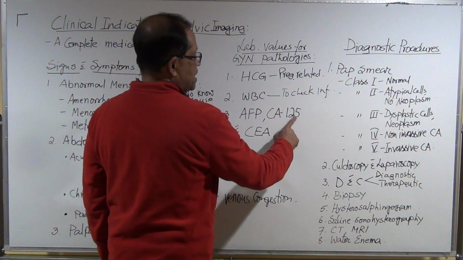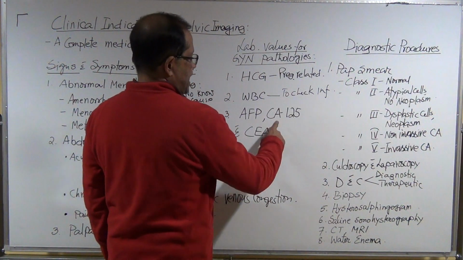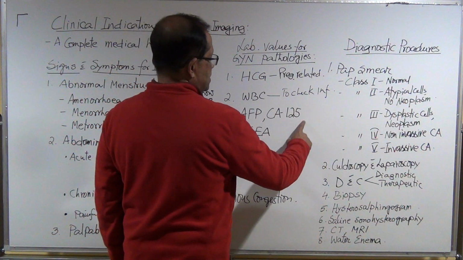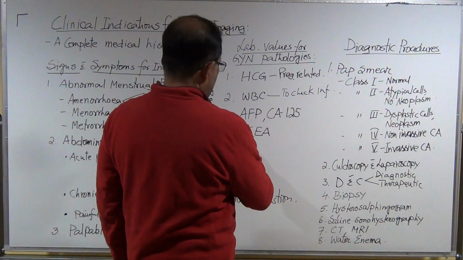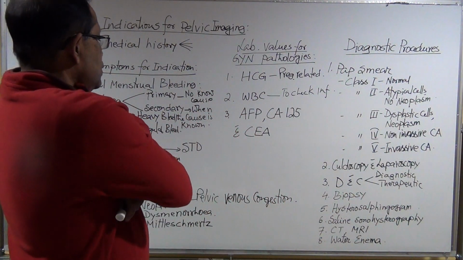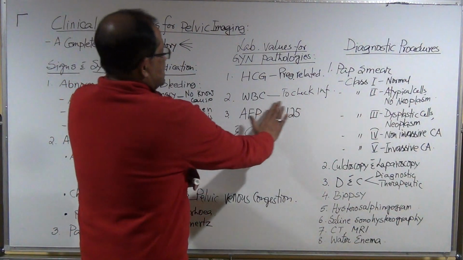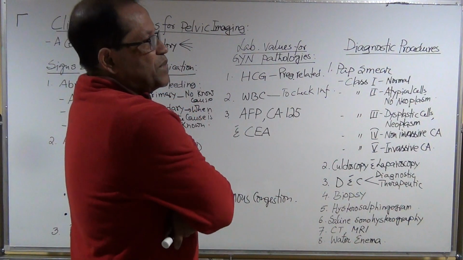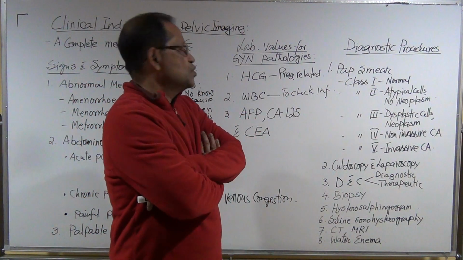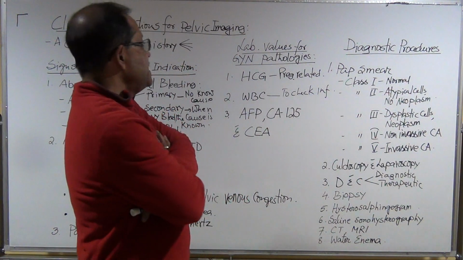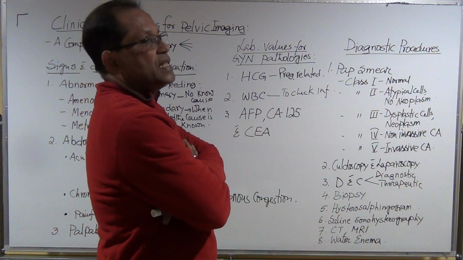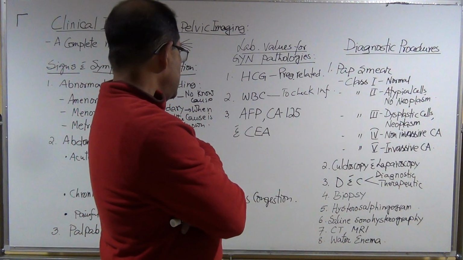125, which is a marker for cancer, especially in the female reproductive organs, the ovary. And another one is carcinoembryonic antigen. So these are the three available and common blood markers that might be considered to rule out whether there is any cancer-related pathology in the lower abdomen.